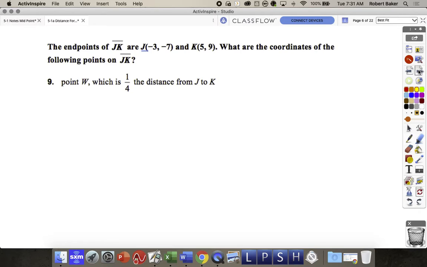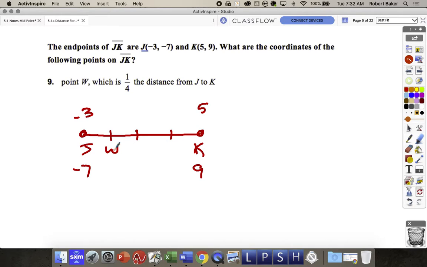So I'm going to use kind of the same technique I used in the last problem. I'm going to draw JK. And I'm going to label it the same way I did. So J is at negative 3, negative 7, and K is at 5, 9. W is 1/4 the distance from J to K. So 1/4, 2/4, 3/4, 4/4. W is right here. I need to find its coordinate location.